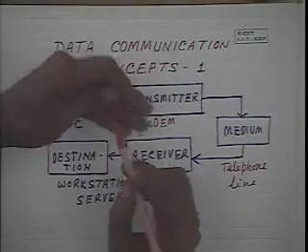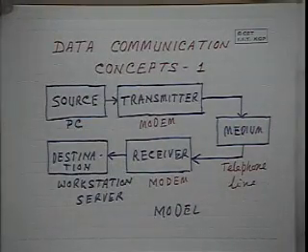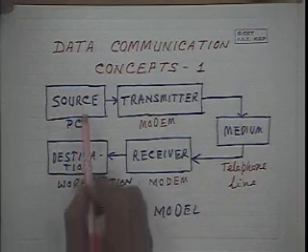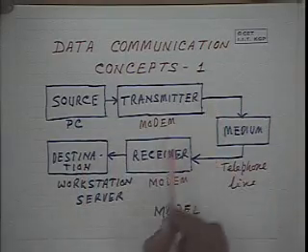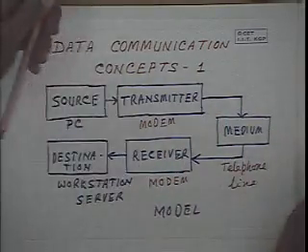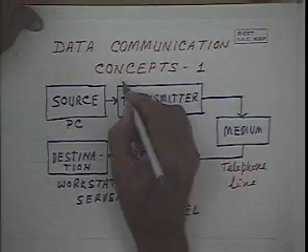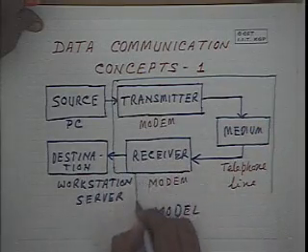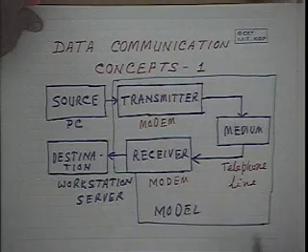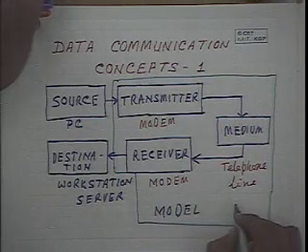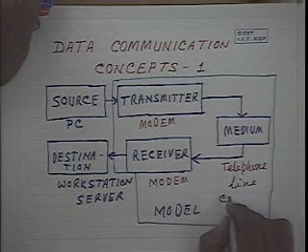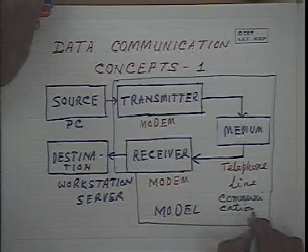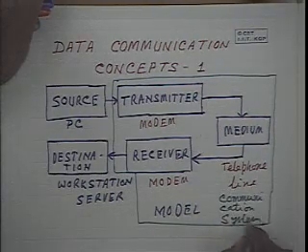This basic model for data communication gives us the different components that you require: apart from source and destination, a transmitter, receiver, and a medium. And these components together, transmitter, receiver, and the medium, can be considered as the communication system.